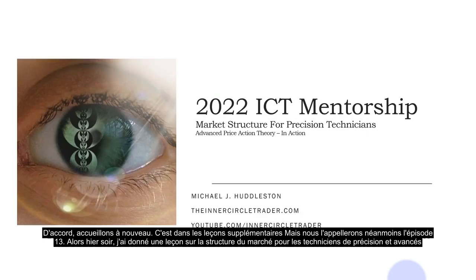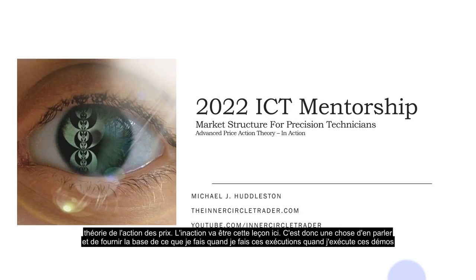So last night, I gave a lesson on market structure for precision technicians and advanced price action theory. In action is going to be this lesson here. It's one thing to talk about it and provide the basis as to what I'm doing when I'm doing these executions. When I'm running these demo accounts up really fast, what am I doing? How am I doing it?